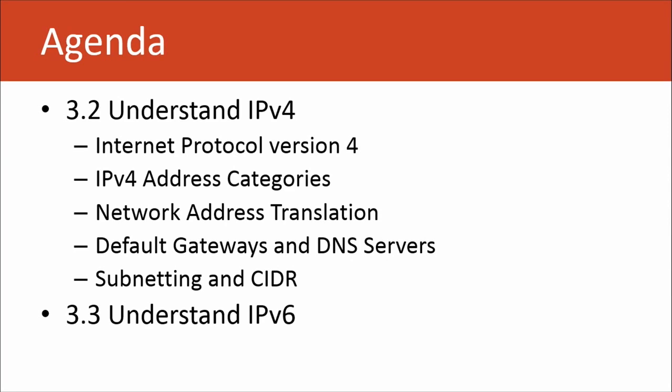All right, let's go and take a quick look at our agenda. We're going to cover two objectives today. First one, 3.2, understand IPv4. Within that, we're going to detail IP version 4, or IPv4. We're going to talk about the address categories for the protocol, talk about network address translation, then move on to discuss default gateways and DNS servers, and then finally touch on subnetting and CIDR. Then lastly, we'll touch on IPv6 as a protocol, the eventual replacement for IPv4.